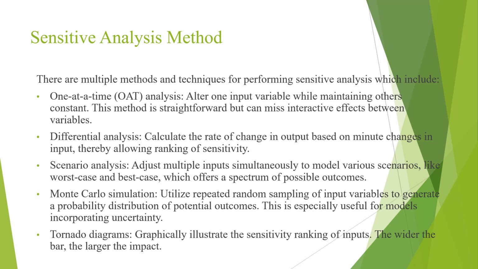Sensitivity analysis methods. There are several methods and techniques for performing sensitivity analysis, which include one at a time, which is simply called the OAT analysis. What it does is that it alters one input variable while maintaining others constant. This method is straightforward but can miss interactive effects between variables.